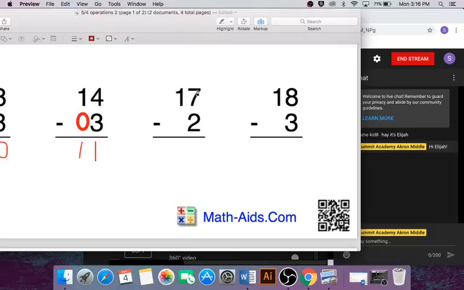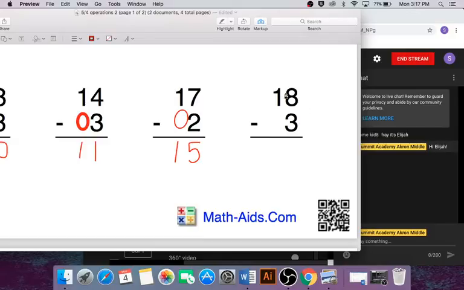Over here, we have 17 minus 2. We start on the right with 7 minus 2. 7 minus 2 is 5. And we move over, and we have 1 minus 0 for our place value holder. So 1 minus 0 is 1. So our answer is 15.